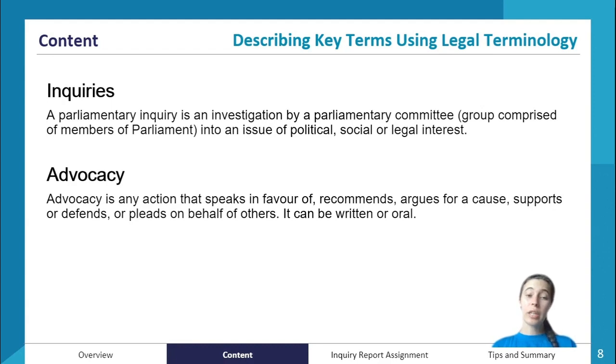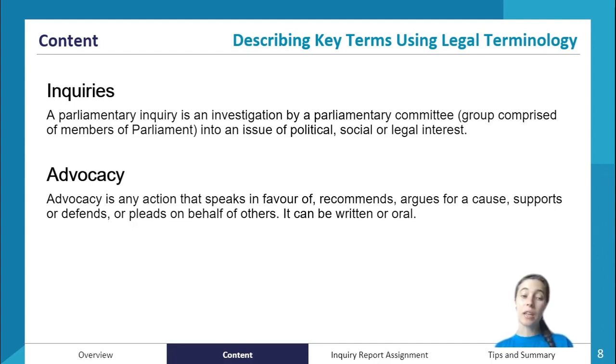Now, a parliamentary inquiry is an investigation by a parliamentary committee, so a group that is comprised of members of parliament, into an issue of political, social, or legal interest.